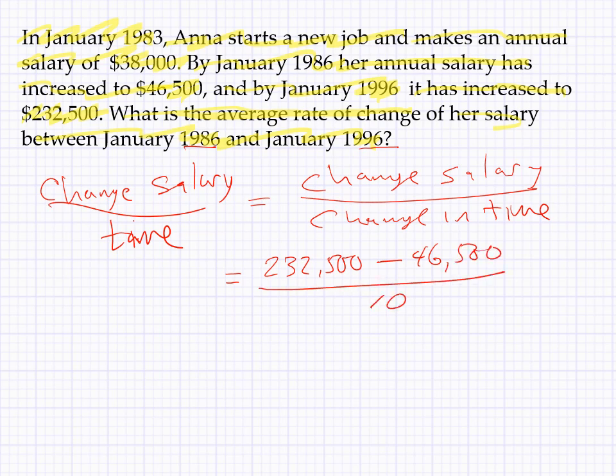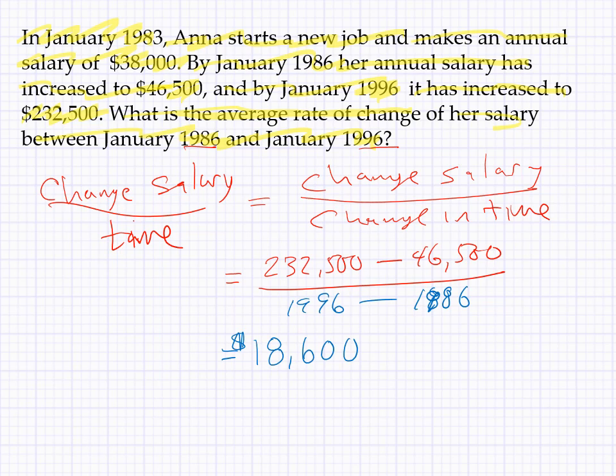So the change was 10 years. I could say, if you really wanted to, 1996 minus 1986, but that's 10 years. So if you do that calculation, looking at the change in those values, we could easily find the average change in her salary. So 232,500 minus 46,500. Okay, it's $186,000 divided by the 10 years it took to do that. She had an average rate of $18,600. That was her average change.